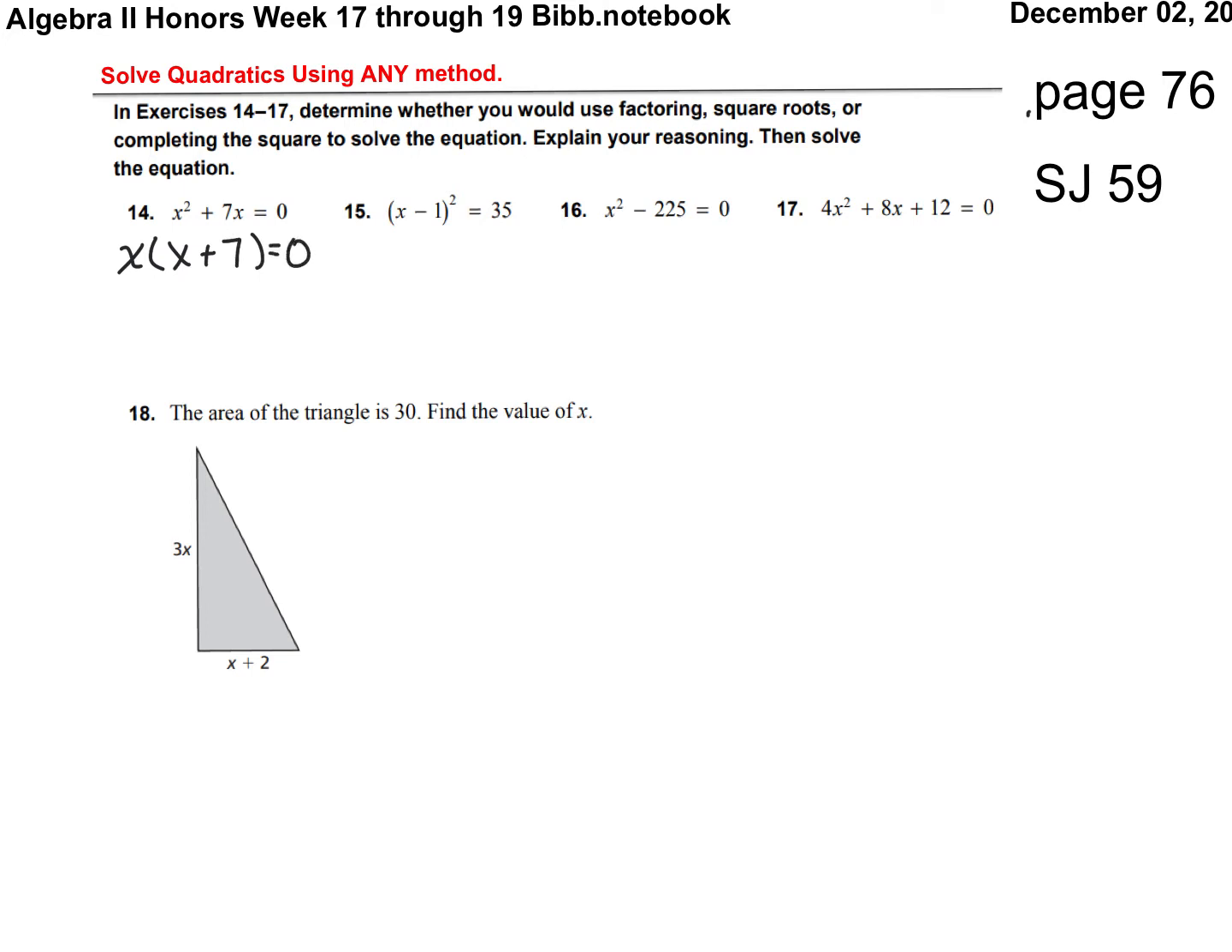Now I'm ready to do the zero product property. You set each factor equal to 0 and solve. This first factor is solved, x equals 0. The second one, x would equal -7. So my two solutions for number 14 are -7 and 0.